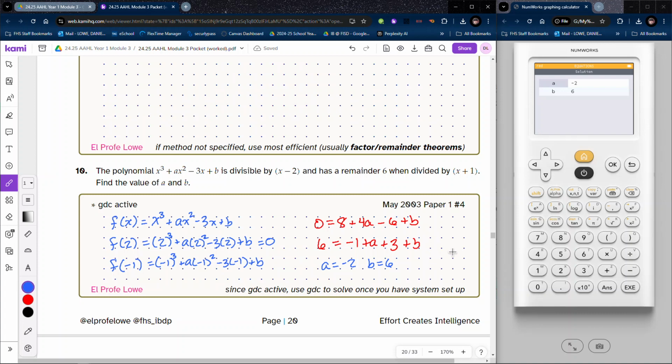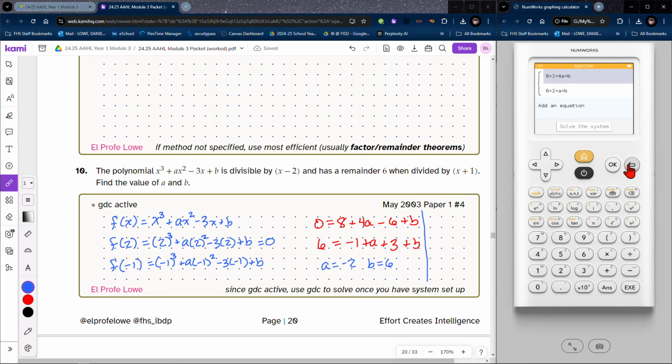What if it was non-calculator? If I had this as a non-calculator question, I could rewrite this, and go back to what my original part was. And I could say that really is saying that 4a plus b is equal to negative 2, and that a plus b is equal to 4.